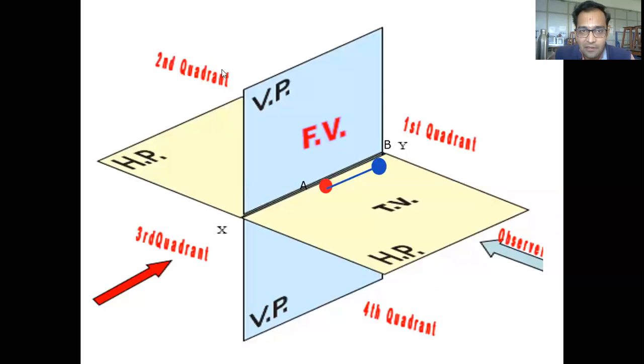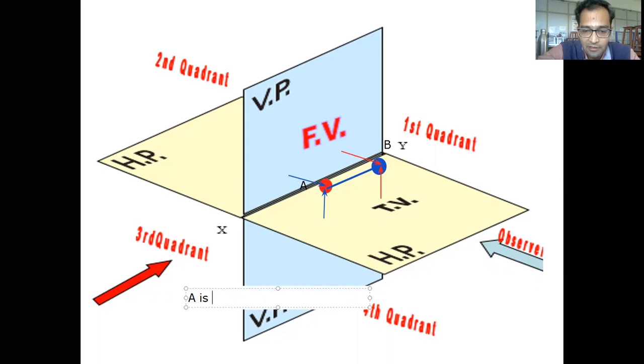So let us consider point A like this. Point A is 10 mm above HP, 10 mm in front of VP. In similar manner, I am taking point B, and for point B I am saying point B is also 10 mm above HP and 10 mm in front of VP. So what is going to be the condition? Let me drop it over here so that you can understand.